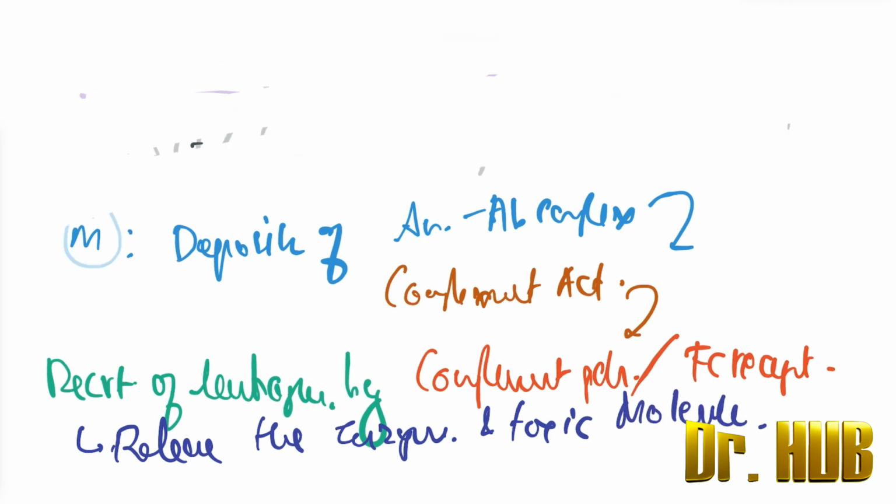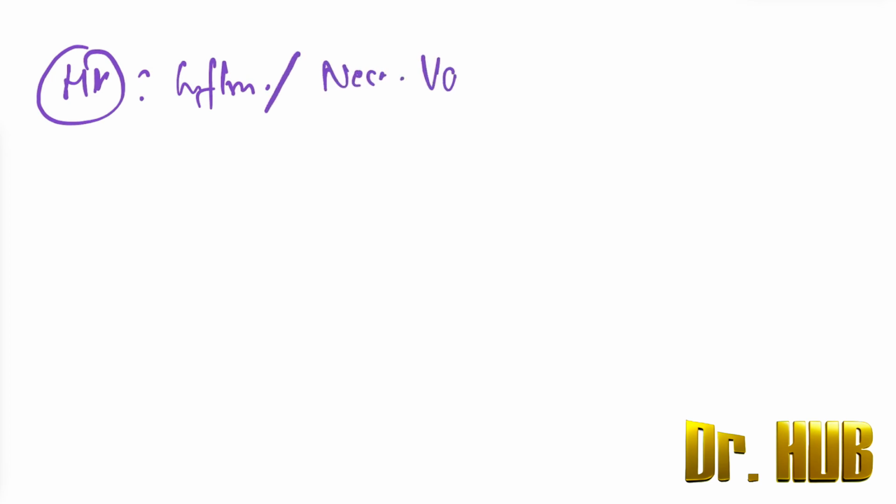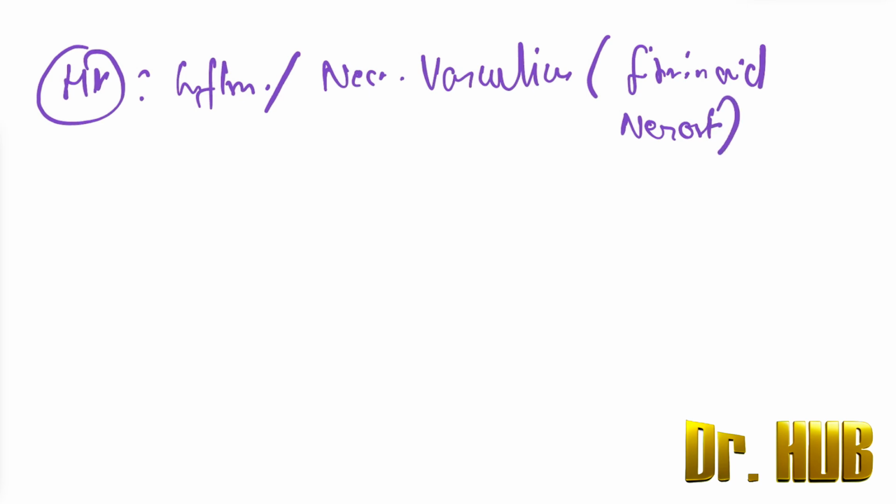Now, what about the histopathological forms? Under the histopathological forms, it leads to inflammation as well as necrotizing vasculitis, that is fibrinoid necrosis.